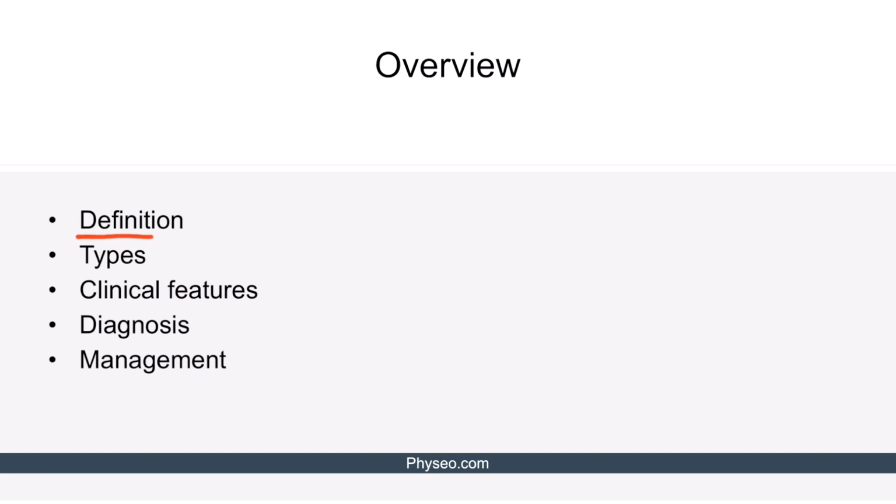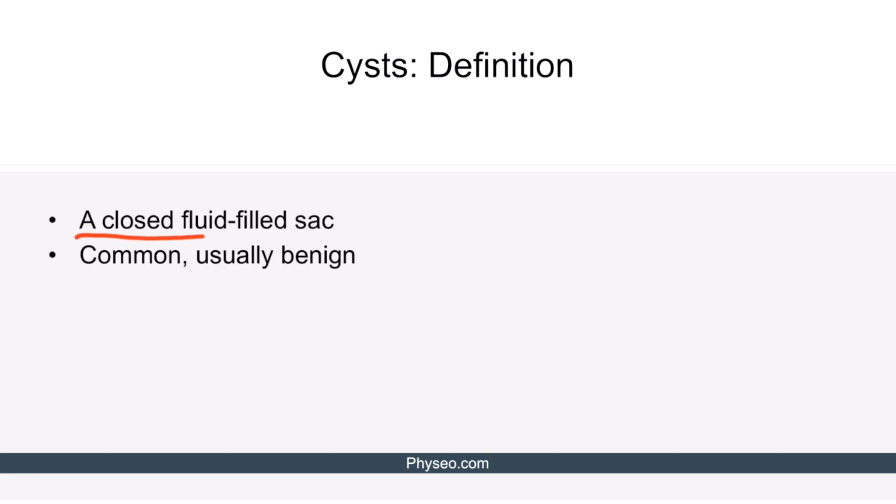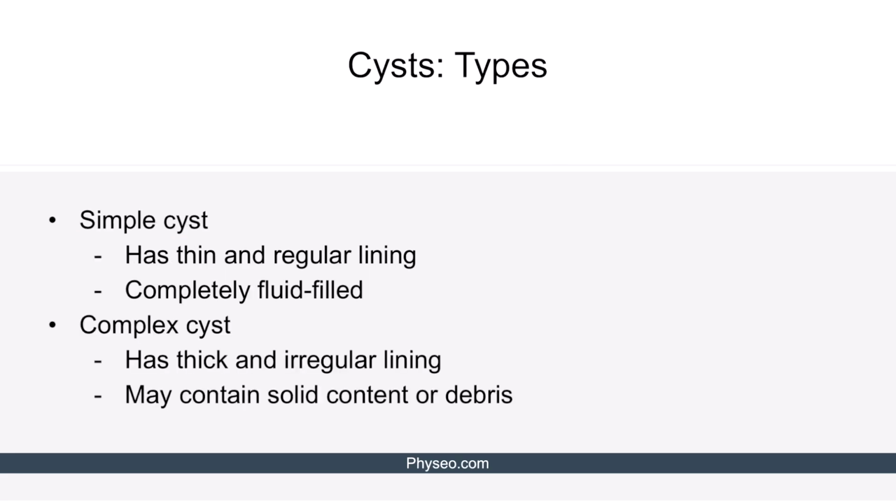Let's start with the definition. Cysts are closed, fluid-filled sacs that are common and usually benign. There are two types of breast cysts, simple and complex. Simple cysts have thin, regular lining and are completely fluid-filled. Complex cysts have thick, irregular lining and may contain solid content or debris.